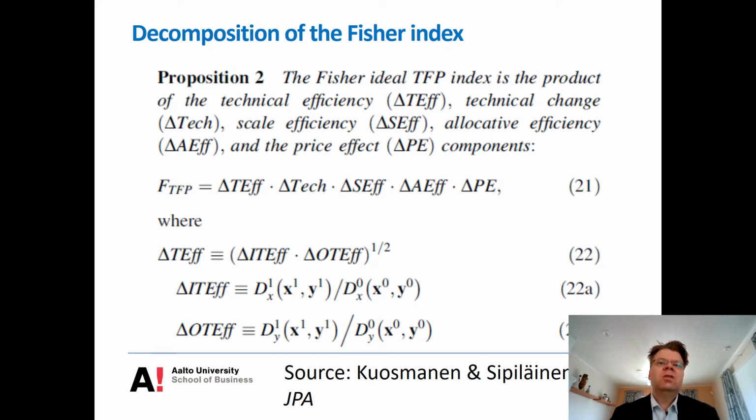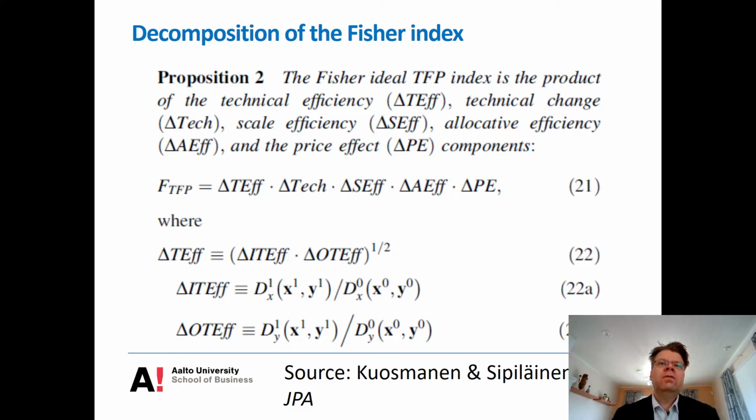So, for example, for the change of the technical efficiency, which is indicated in this equation 22 and the parts 22a and 22b, in our decomposition we can actually use the input-oriented distance function, or we can take the output-oriented distance function, and use the geometric mean of the input and the output orientation as our measure of efficiency change. And similarly also for the scale efficiency and allocative efficiency. So I believe that there are many appealing features in this decomposition.